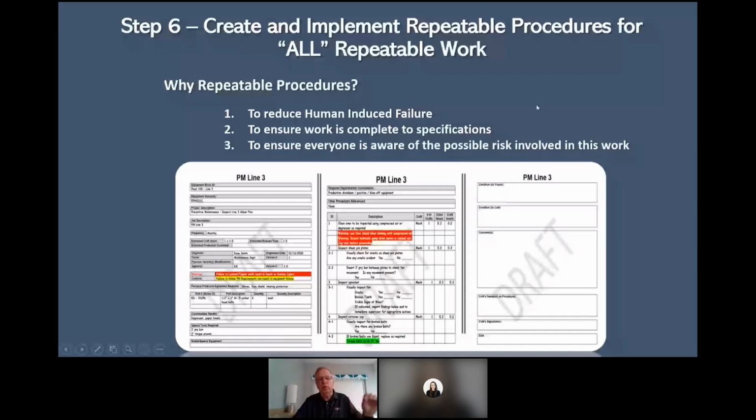To ensure everyone's aware of the possible risk involved in this work. You know, repeatable procedures have to do with giving you warning statements to warn you if there's a problem. It's the potential problems you may run into in this next step. That's what is critical. That's why you see the red down below on my procedure. I want the red to hit you right in the face saying, oh, failure to follow this may result in serious injury.